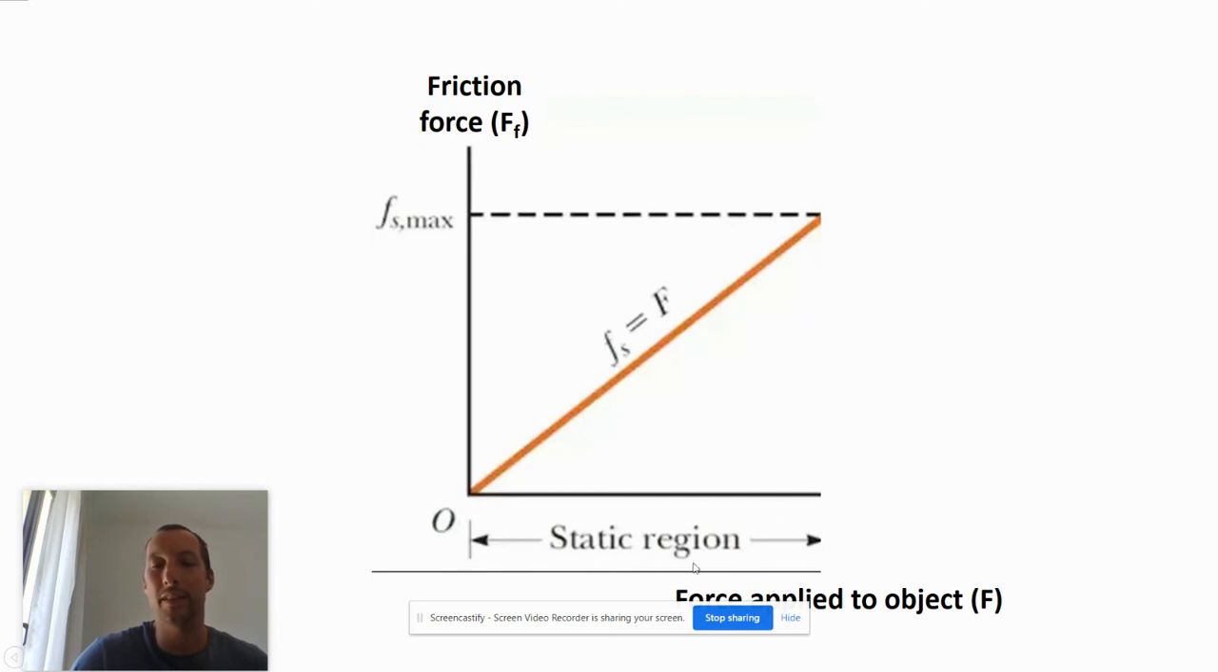You see, I've put this as the static region. To the right, we're going to have the dynamic region where it starts to move. But is it simply going to be that the value just stays the same? Well, no. We've got something more happening here. So we know that the maximum static friction is equal to mu s, the coefficient of static friction, times R.